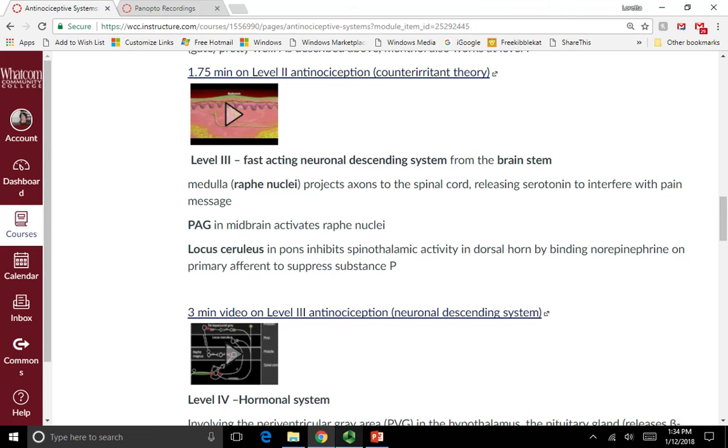There is a little video on level 3, anti-nociception. So what I want you to know for each of these levels is whether it is ascending or descending, and where the effect happens.